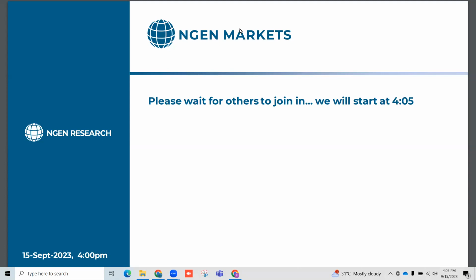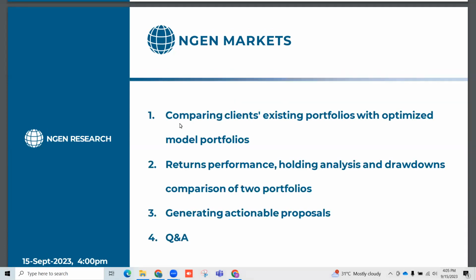So before we begin, I'll just introduce our topic for today. Our discussion for today is going to revolve around comparing two portfolios side by side and generating reports out of them. When we are comparing two portfolios side by side, first we will understand how we will load a portfolio. And when we load the portfolio, how we will optimize the portfolio using the improve function on NGEN Markets. We will understand what the improve optimization models mean, and how they are categorized, ranking models and the value models, and understand the difference between them.